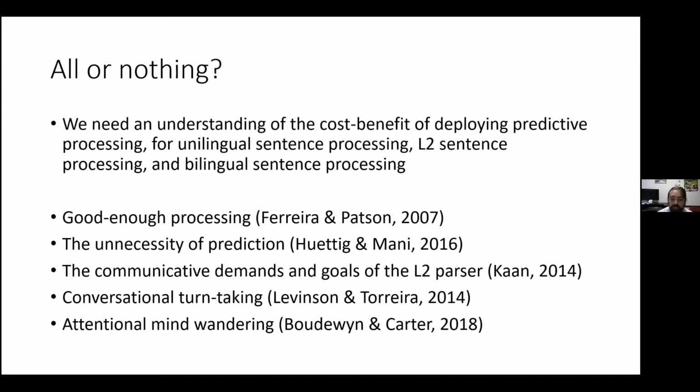Even in monolingual speakers, we know that monolinguals engage in something known as good enough processing, which means that oftentimes we just get by with enough information and we're not strongly committing to prediction. The work of Huettig shows that there are at least some contexts or maybe some populations where prediction is not necessary. This is especially the case when we take into account literacy.